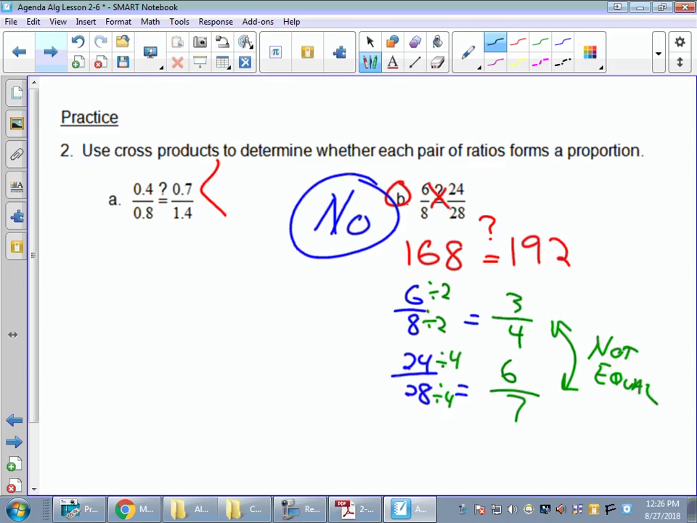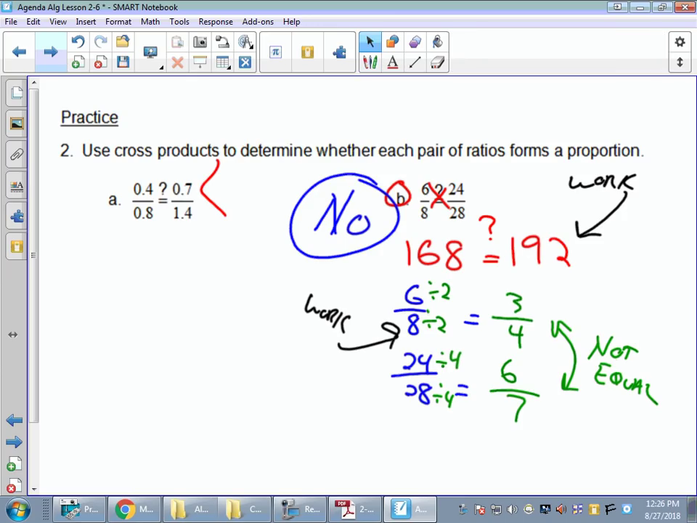So you can use either way, simplifying or cross multiplying, but you need to show your work. If you're going to use cross multiplying, this over here is your work. And if you're going to simplify, then this is your work over here, because I need to see that you're actually doing the division. Okay?